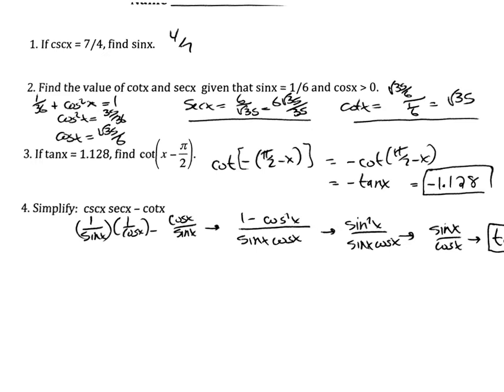Number 4, this just says simplify. And again, if you're looking at that and don't know what to do, change everything to sines and cosines, which is what I did. 1 over sine, 1 over cosine, cosine over sine. To subtract those, I have to find an LCD, which is sine cosine. This right here already has it, so I've just brought the 1 over.